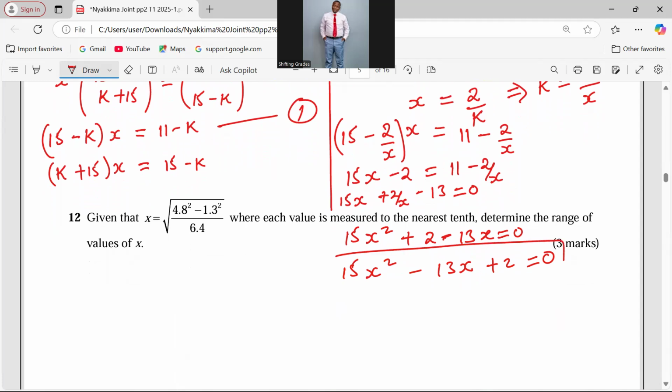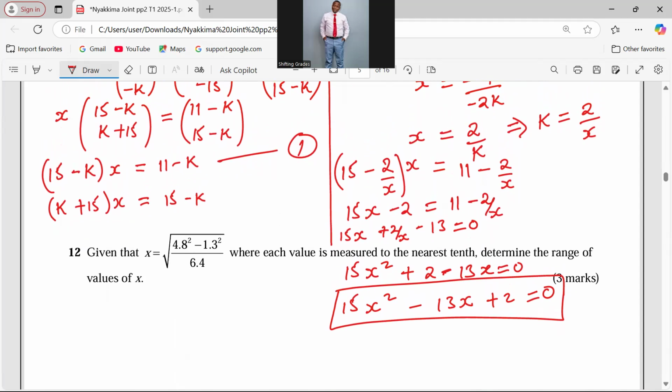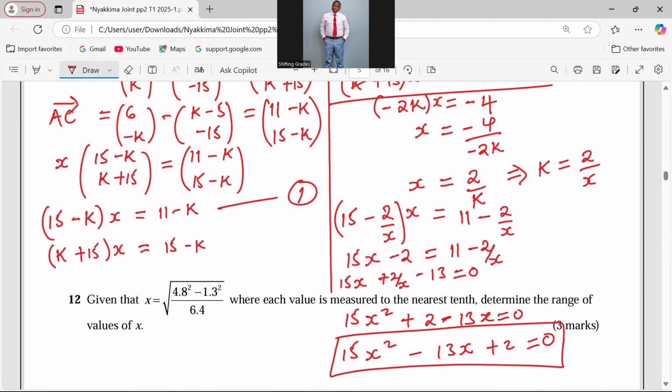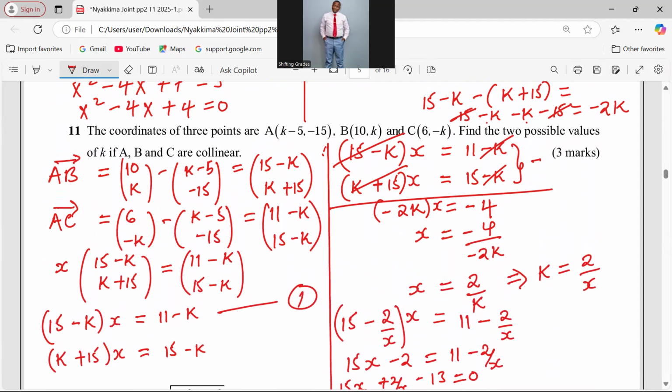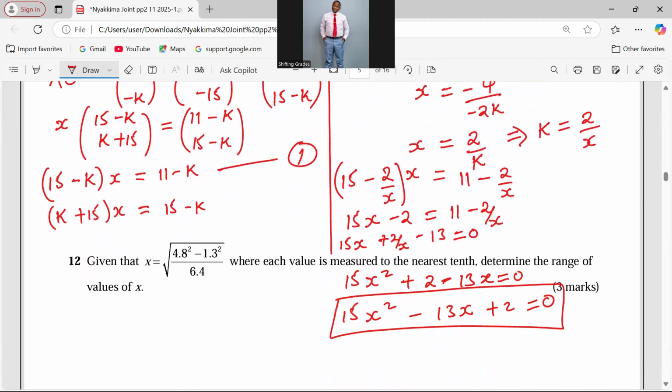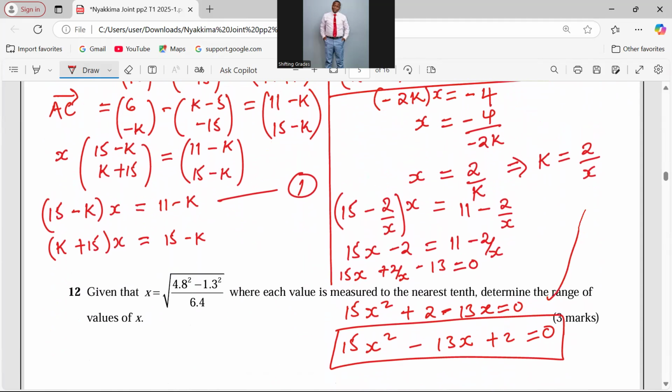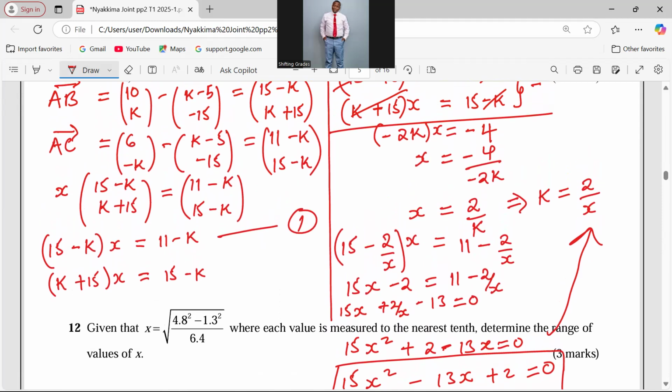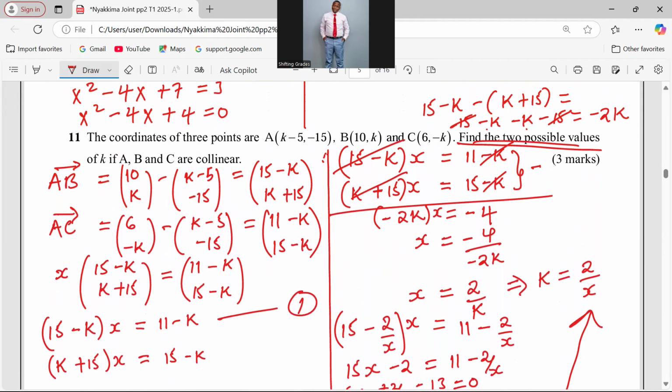This is what will be solved to give us 2 values of x, whereby after getting the 2 values of x, we will be able to replace them up there and also get 2 values of k. When you substitute each value of x, you get an independent value of k. So that is what you are expected to do. We'll be continuing from there.